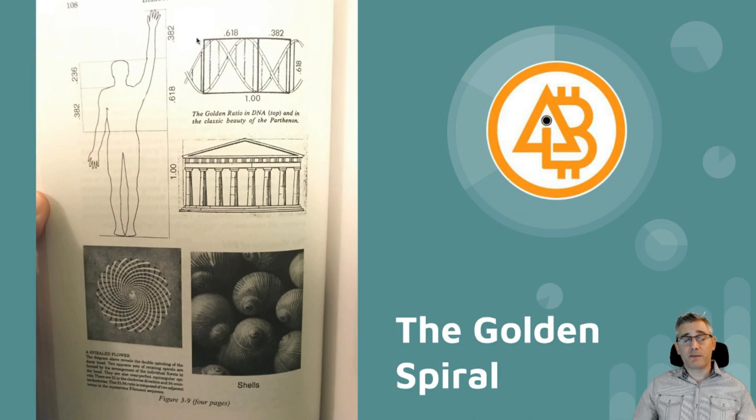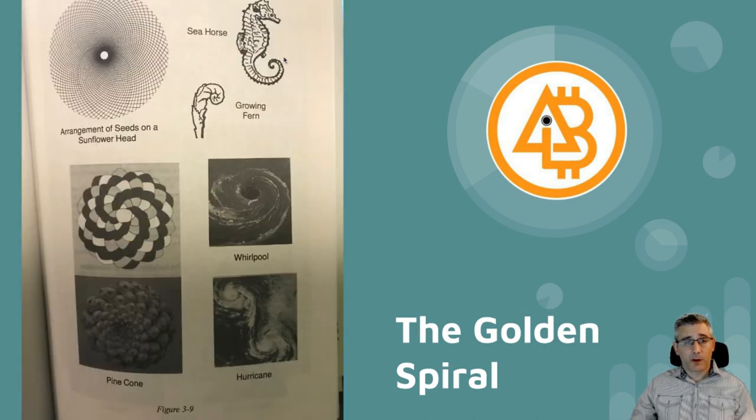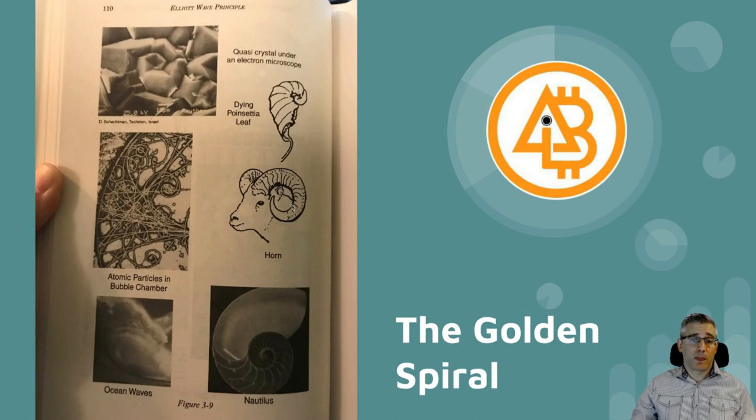So these numbers and these ratios make up what we determine to be visually aesthetically pleasing, as we can see in this building structure here. And then we start to see it in nature, in shells, in a snail shell. We see the proportions in a seahorse. We see it in a whirlpool, in hurricanes, in a pine cone, a ram's horn, a nautilus, ocean waves.